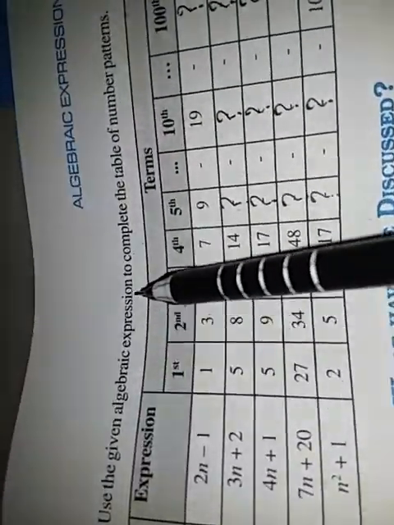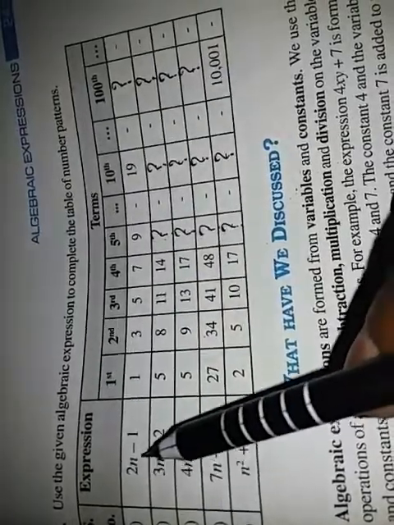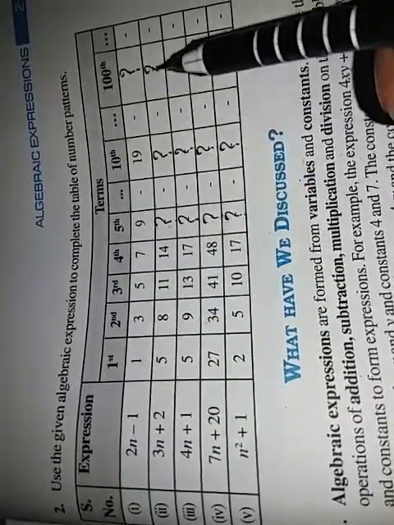Now question number 2 says: use the given algebraic expression to complete the table of number patterns. The first expression is 2n minus 1. If n is equal to 100, then find the value of 2n minus 1. Similarly, the second expression is 3n plus 2. If n is equal to 5, 10 and 100, then find the value of 3n plus 2.